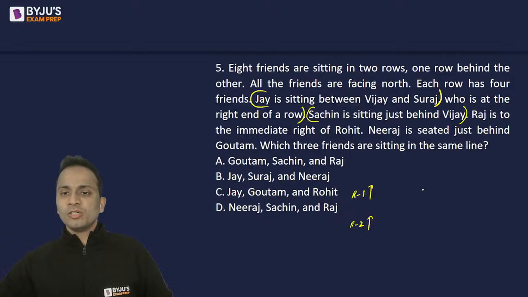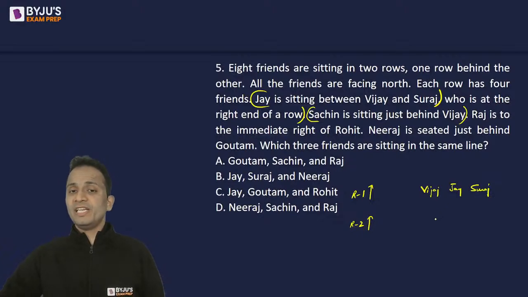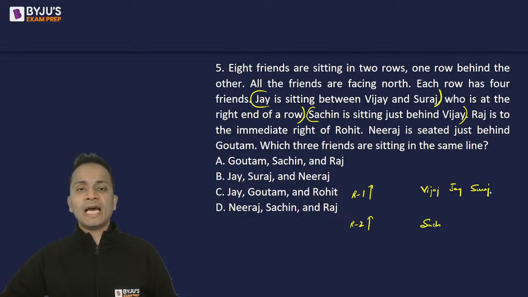So Vijay, Jay, and Suraj, these three are in the first row, definitely. They are in the front row. And Sachin is sitting just behind Vijay. So Sachin is in the second row. So Vijay, Jay, and Suraj, all of them are in the same row.